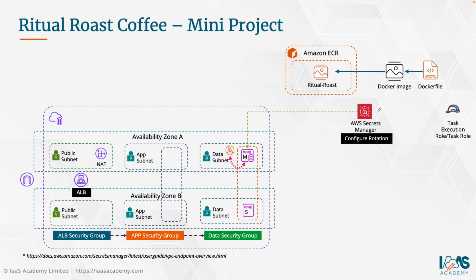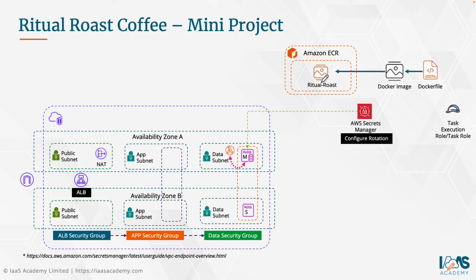So the situation is this. Your ECS containers that you deploy within your VPC are going to need to be able to do a couple of things. They're going to have to be able to download that image. Okay, you'll be creating a task definition that will specify what the image is, which is this Ritual Roast image over here. So it needs permission to download that image. It also needs to be able to send log information to CloudWatch and a couple of other things.